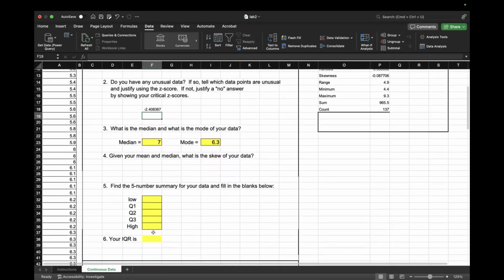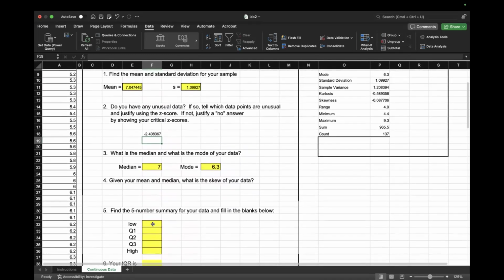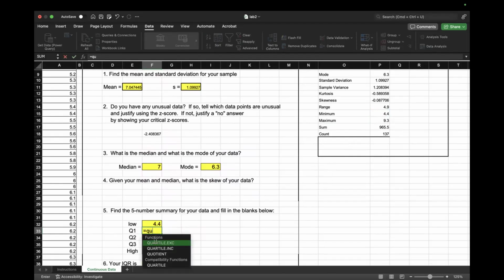there we go. So, 5-number summary. Once again, use your tools. Hit equals my lowest value, my minimum. Same thing with the highest value. Let me show you how to get the quartiles. This is actually really cool. So equals, start typing the word quartile. Look at that. Click on that.